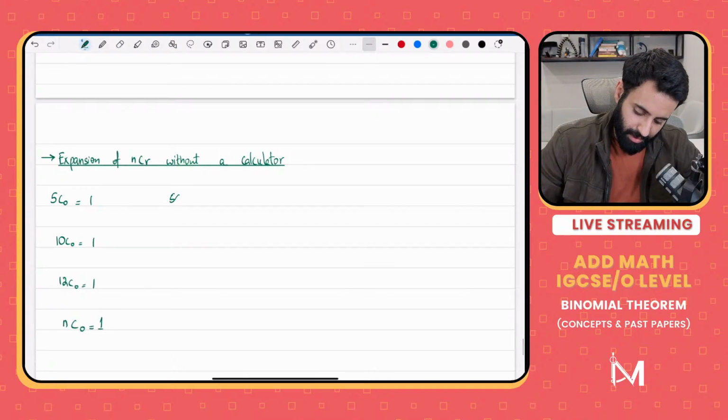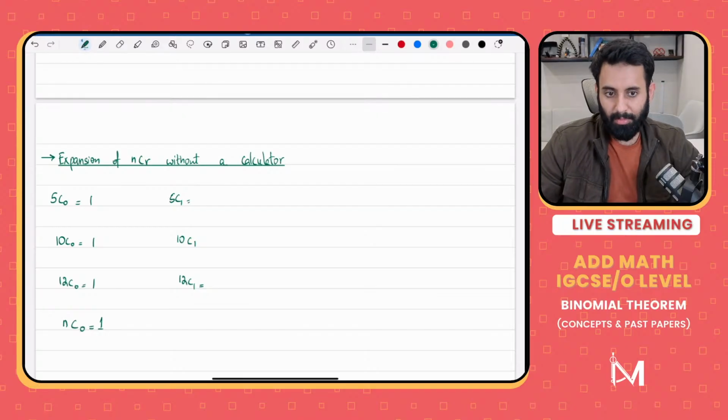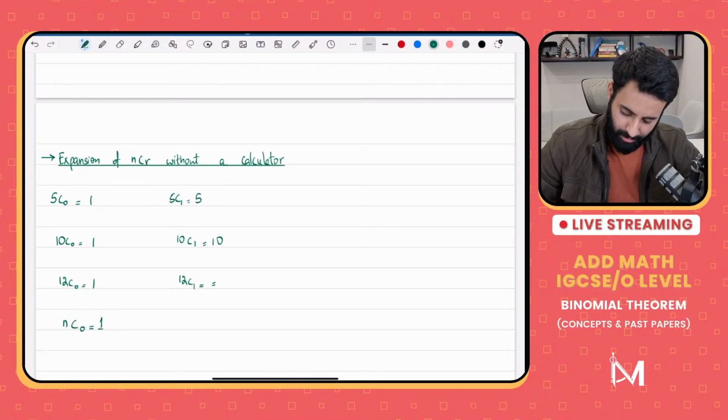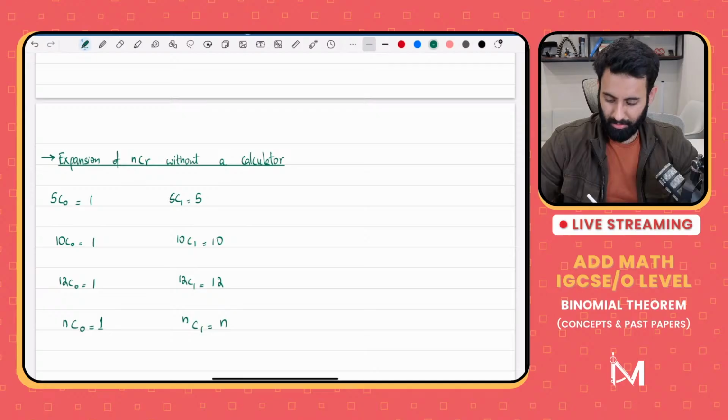Now I want you guys to find out 5C1, 10C1, and 12C1, and tell me what you get. You will get 5, 10, and 12. Which means, once again, we can have a standard rule for ourselves, which is that if you have nC1, the answer will be n, irrespective of what the value of n is.